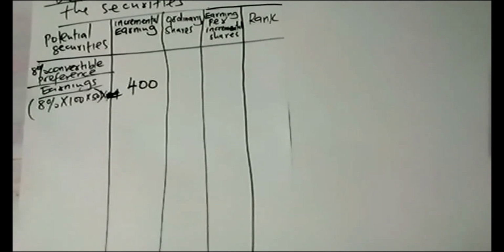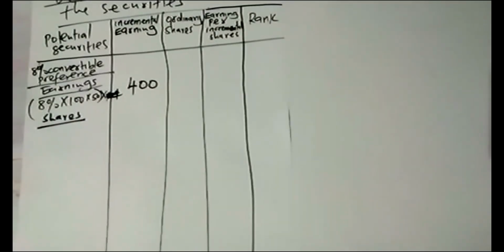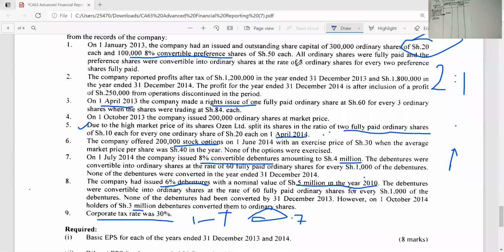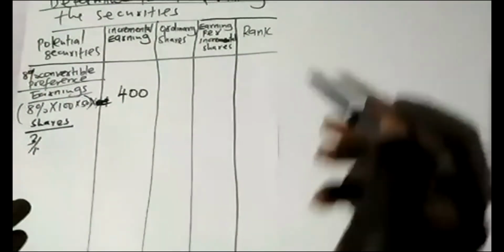Okay. Then what about shares? So shares, now you check the way they did what? They converted to ordinary. In the last sentence of that note 1, they said all ordinary shares were fully paid and the preference shares were convertible into ordinary shares at the rate of 3 ordinary for every 2 preference. So 3 for every 2, so 3 over 2. You can even test in order to know that you are correct.